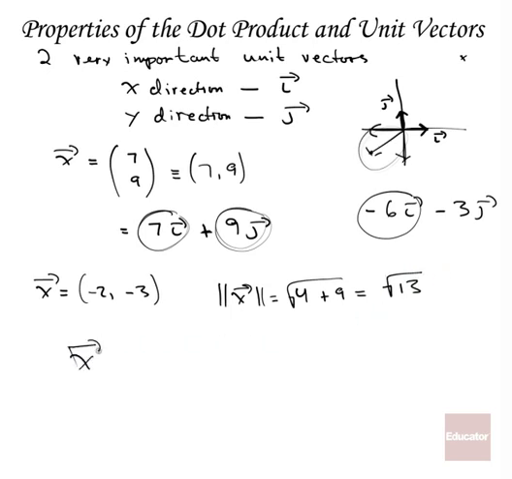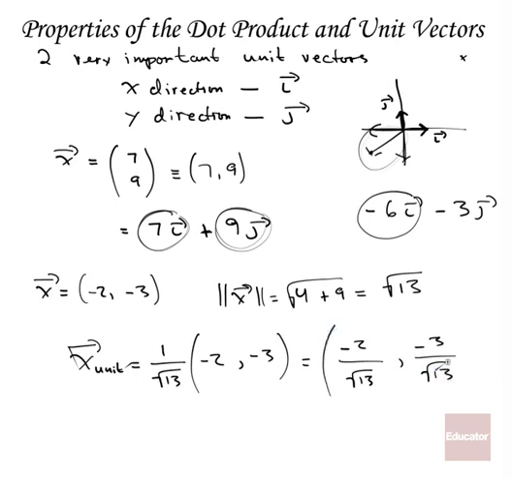So our unit vector in the direction of x is equal to 1 over radical 13 times (-2, -3), which is equal to, we'll just multiply it through, (-2 over rad 13, -3 over rad 13). That is my new vector. Notice I have an x coordinate and a y coordinate. I've divided it by the magnitude of the vector itself. This vector has a length of 1.